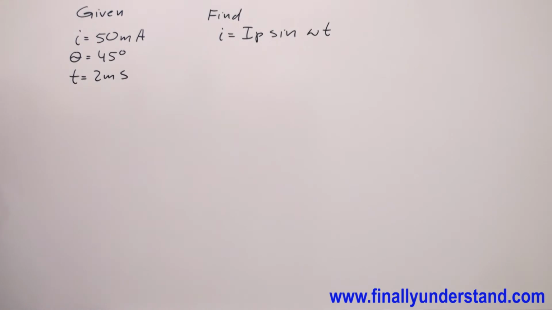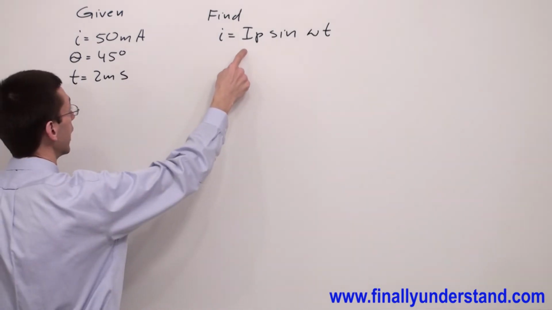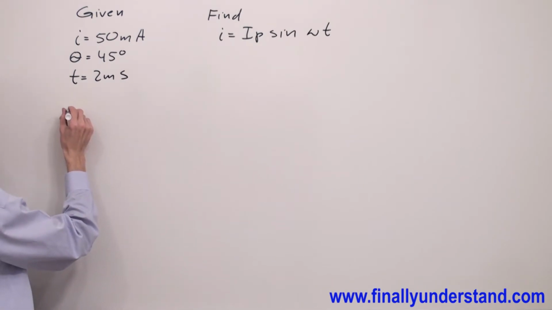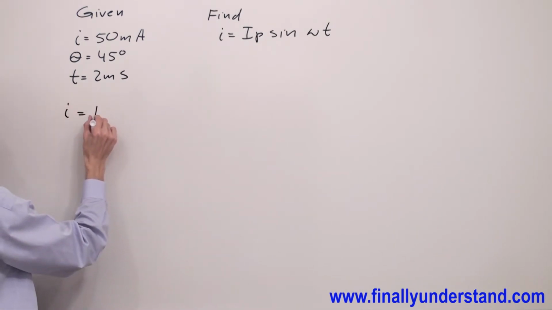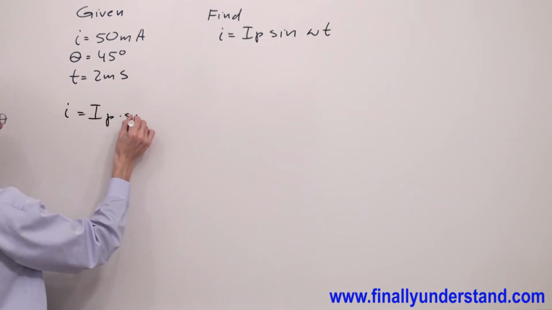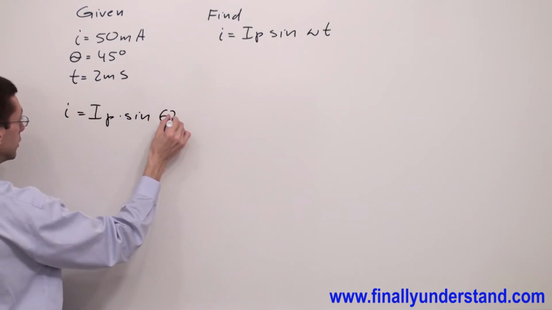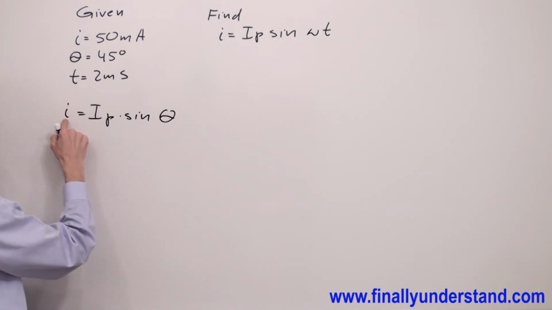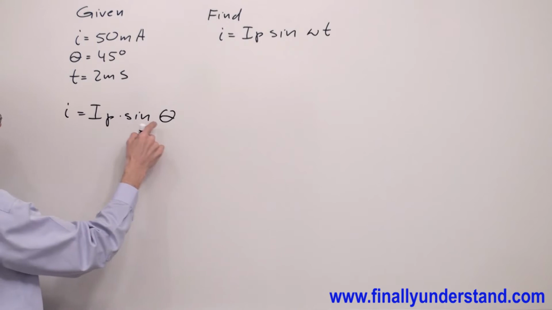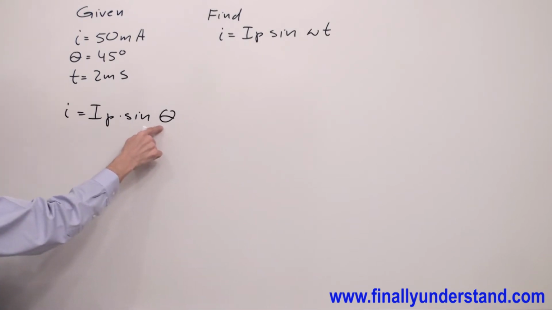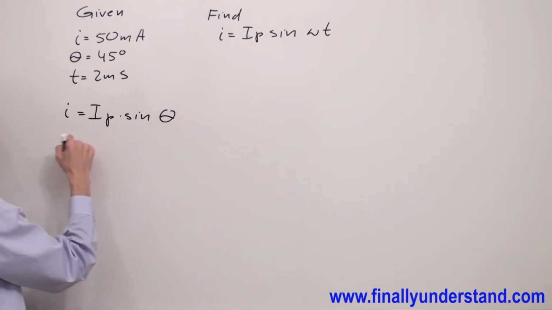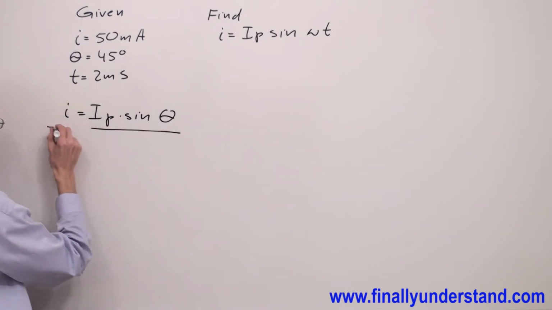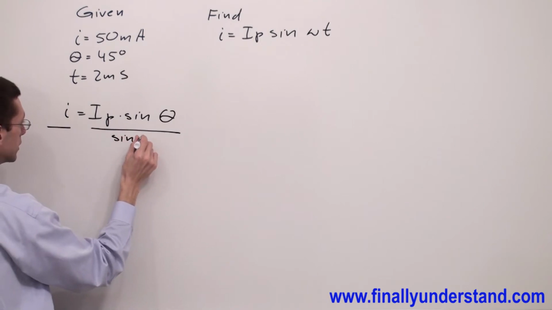So what are we supposed to do first? We're supposed to find I peak. Remember the formula for the sine wave, which says instantaneous current is equal to I peak times sine theta. We have instantaneous current given and we have the angle given. We can calculate I peak from this formula. How can I do so? Simply divide both sides of the equation by sine theta.